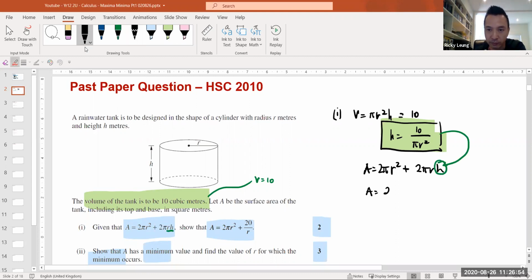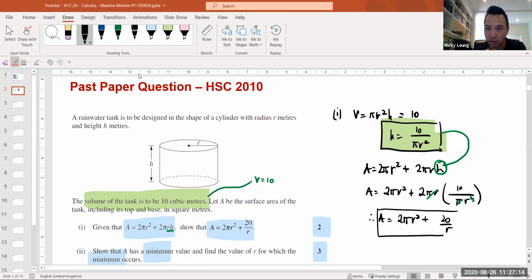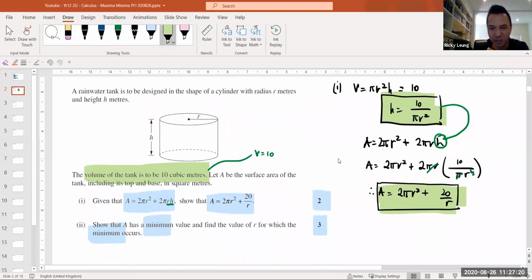So let's see, 2 pi r squared plus 2 pi r times 10 on pi r squared, and there it is. You can see that the pi r's cancel out, giving 20 on r, exactly what I want. Therefore, area is 2 pi r squared plus 20 on r, and that is the equation that I'm going to use to differentiate for part 2. That's 2 marks.